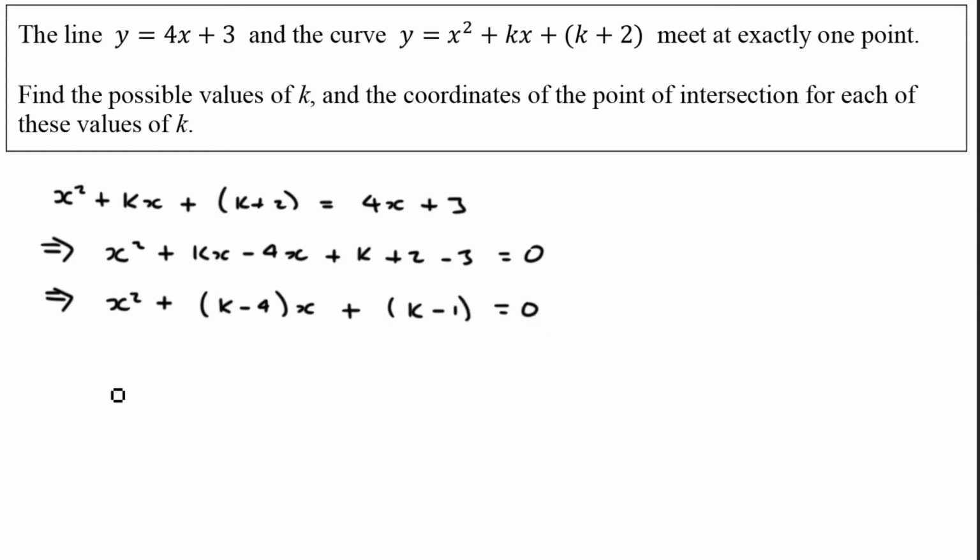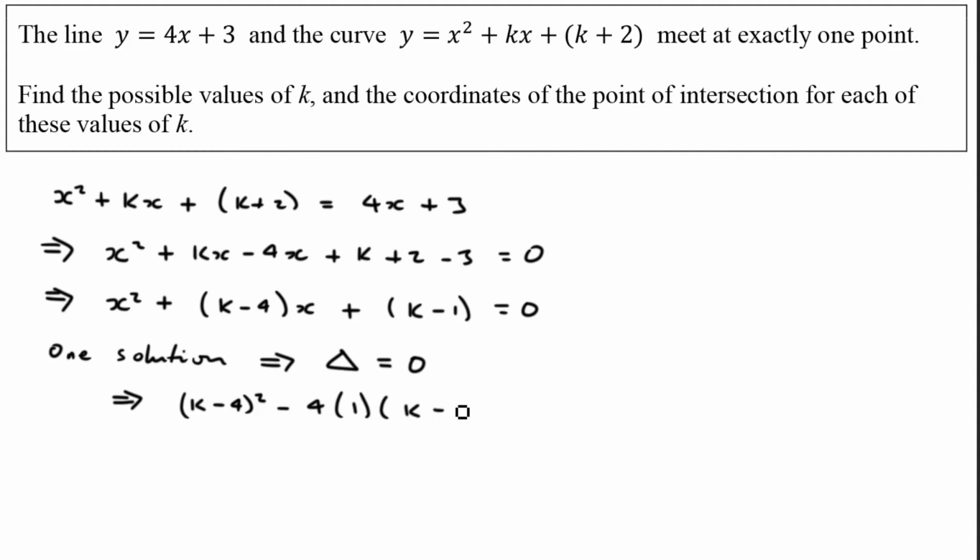Now if we are told that the line and the curve meet at one point, that means there will only be one solution to this equation. And if we only have one solution to a quadratic equation, we have a way to identify that. That means that the discriminant of the quadratic equation is 0. What is the discriminant of this quadratic equation? b squared. b is how many x's we have? We have k subtract 4 x's. So b squared subtract 4 times a, which is 1, times c, which is the number on the end. Our number here is k minus 1. All of that will be 0.